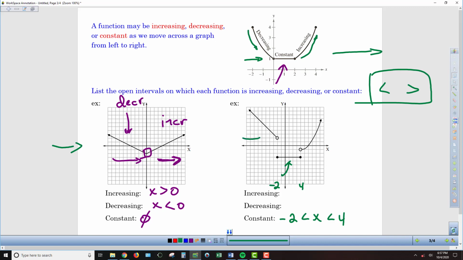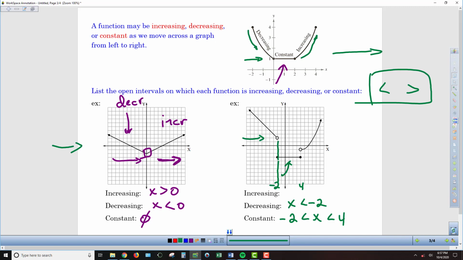Then this section here is where the function is decreasing. As we move across the graph from left to right, the graph is going down. So again, that dividing point where that happens is at -2. So my decreasing branch is as long as x is less than -2.